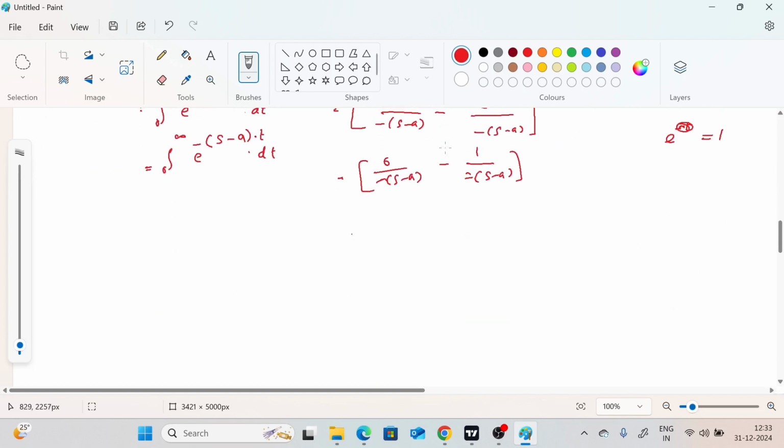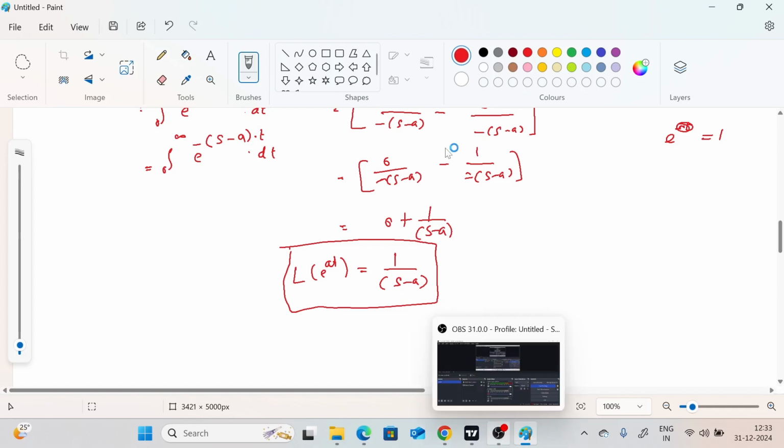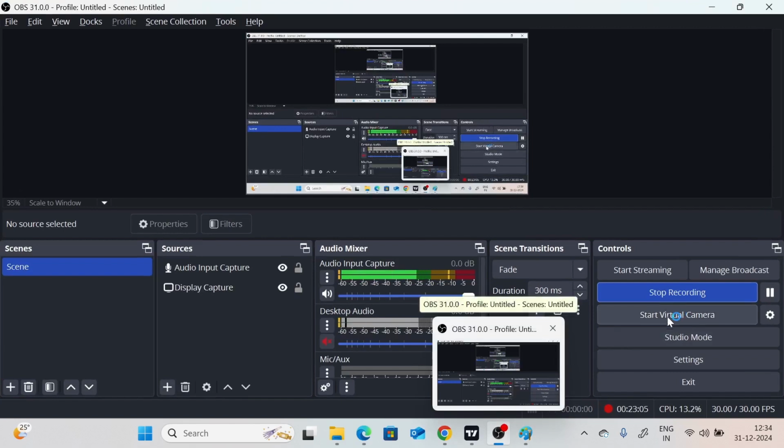Now minus minus becomes plus: 0 plus 1 upon s minus a. So Laplace of e raised to at is 1 upon s minus a. In the last derivation we discussed Laplace of 1 is 1 upon s, and now we have discussed that Laplace of e raised to at is 1 upon s minus a.